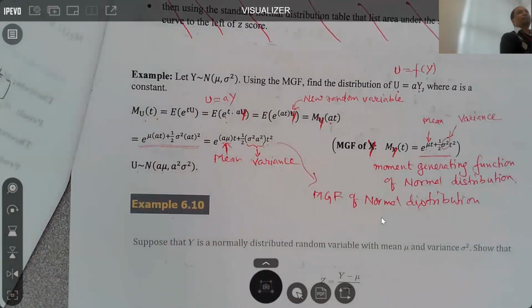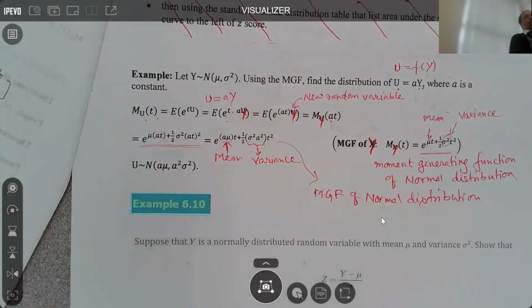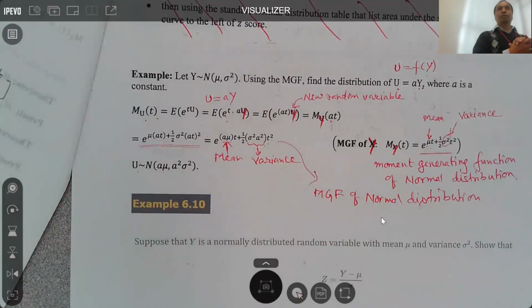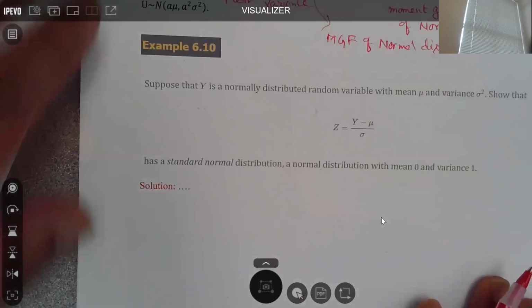Yes? Okay. Now, the whole idea is what? You find the moment generating function for the new random variable U, and you match that moment generating function with a known distribution. If they match, then it means U also belongs to that distribution. And here it is a normal distribution. Okay. Now see another one here. This one.